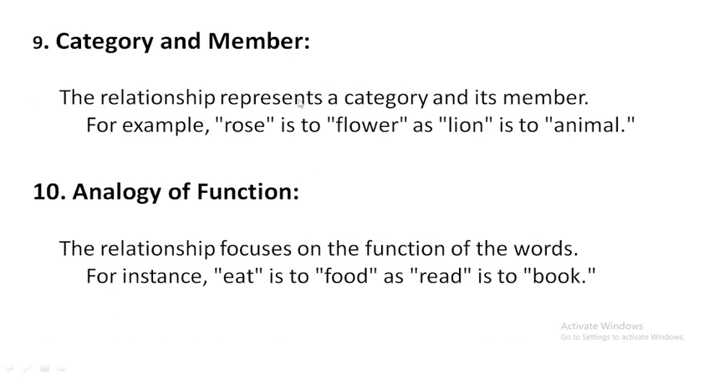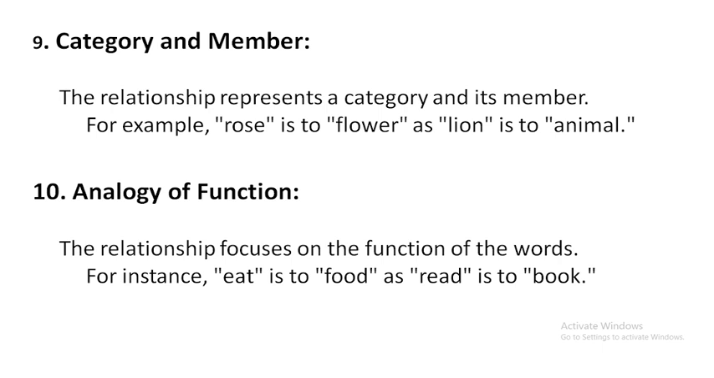Next one is about category and number. The relationship represents a category and its number. For example, rose is to flower. Flower is the common term, then rose is related to flower. Lion is to animal. Animal is a common term, then you can have lion, cheetah, giraffe. There are many things involved in animals. This is category and number.